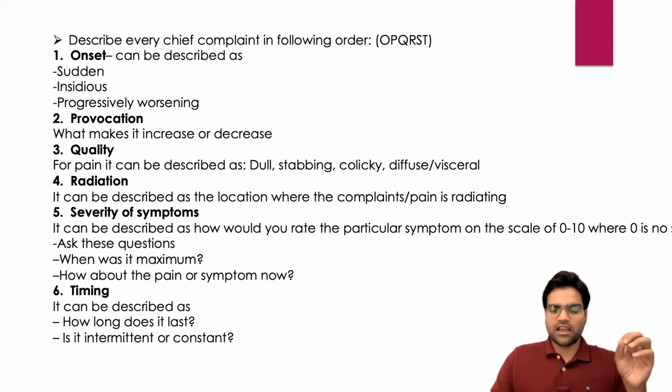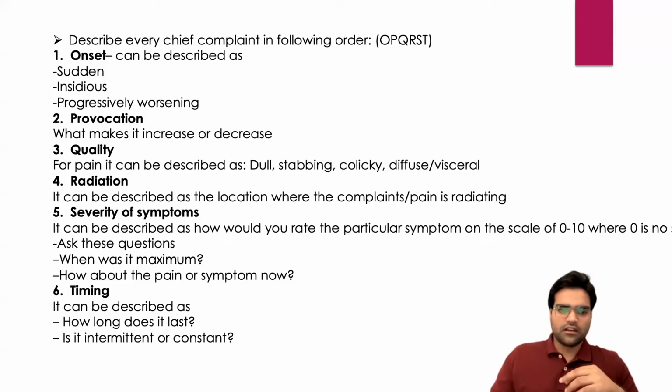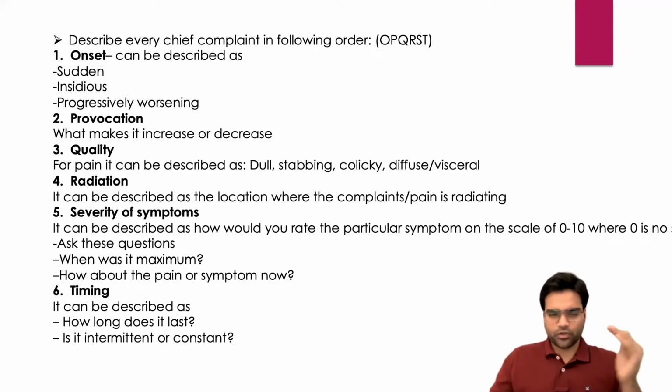Sometimes people have chronic chest pain or chronic abdominal pain that comes and goes, like sudden ischemia, and then it comes and gets relieved. And then, intermittent or constant: does it come and go, or is it constantly going on and on? You have to incorporate all these things into your initial subjective HPI. So in the HPI, you have to include all these things.